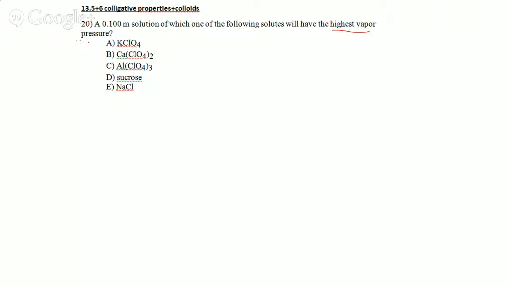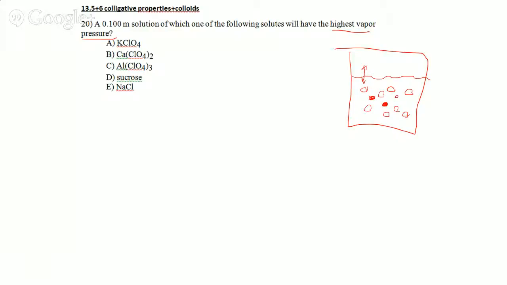So if we're talking about highest vapor pressure, we have to think about what happens when we dissolve stuff into solution. We have particles in the liquid phase that want to become a gas and cause vapor pressure, creating an equilibrium. If you're dissolving stuff in that water, the water is going to interact with it and be attracted to it, which holds it in solution. So as you increase the amount of solute, the vapor pressure goes down. If we're talking about the highest vapor pressure, we want the least effect.